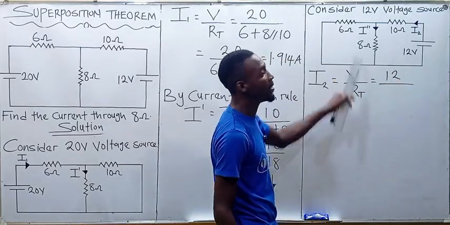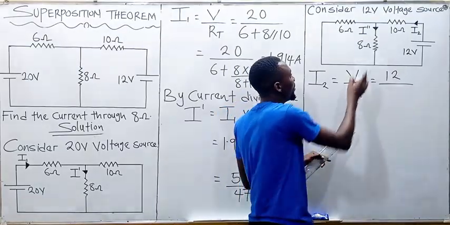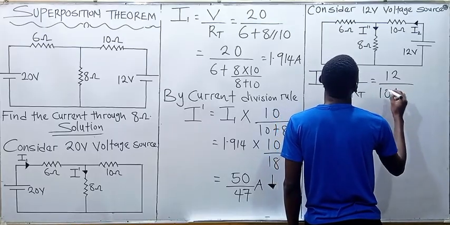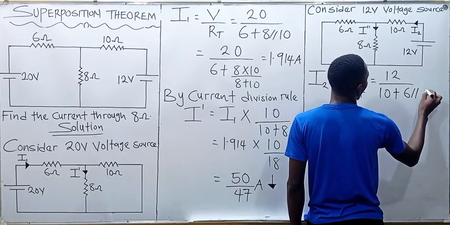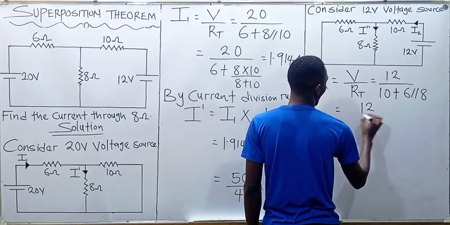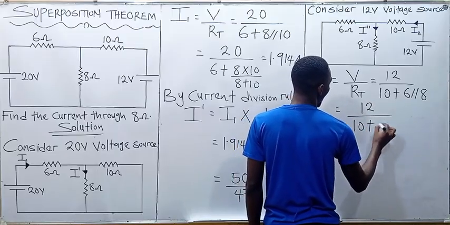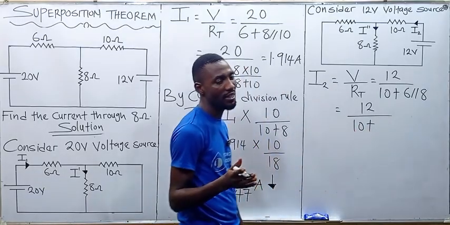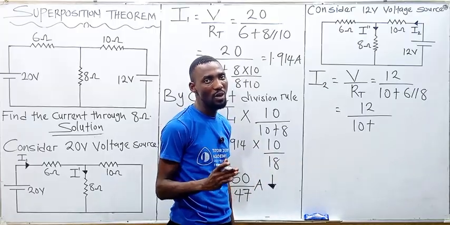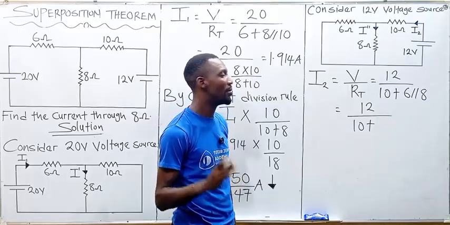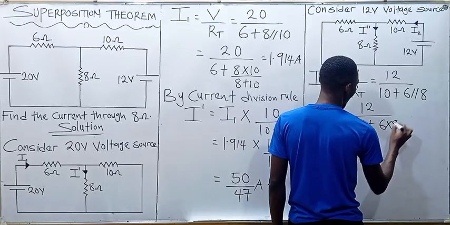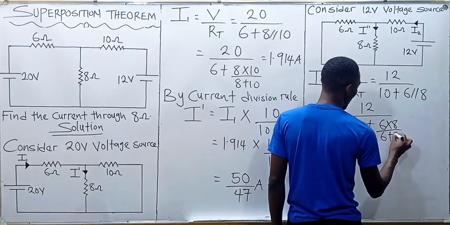And this will be equal to 12 all over... So this and this will be in parallel, and the parallel combination will be in series with this. So it's going to be 10 plus what? Plus 6 parallel to what? To 8. So if you arrange that clearly, I'm going to have 12 all over 10. You know, if we have two resistors in parallel, R1 and R2, the combination of that is going to be what? R1 multiplied by R2 divided by R1 plus R2.